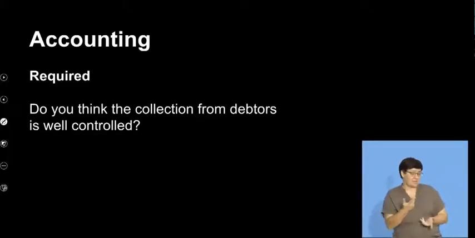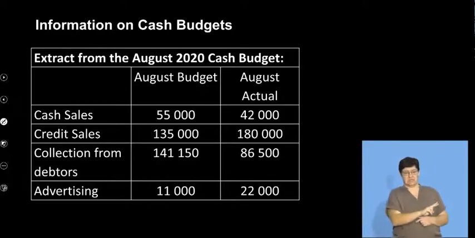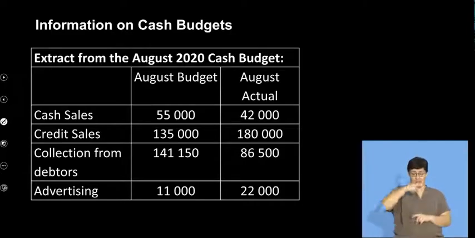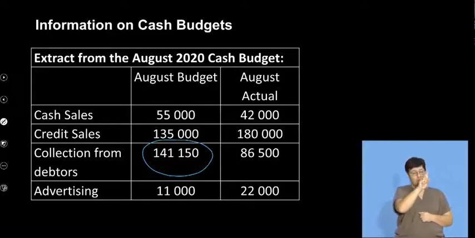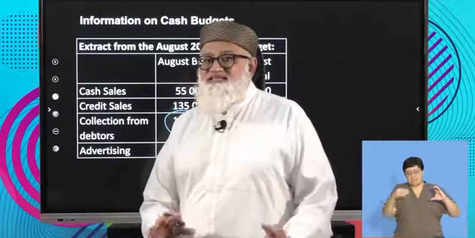Do you think that the collection from debtors is well controlled? Once again, let's look at our information. Collection from our debtors, we budgeted 141,150. We only received 86,500. Okay, so immediately you can see there's a negative variance.